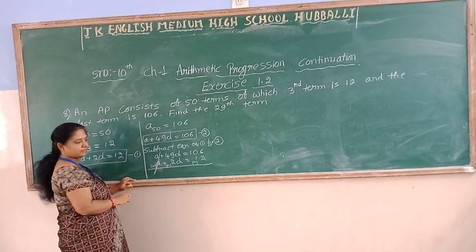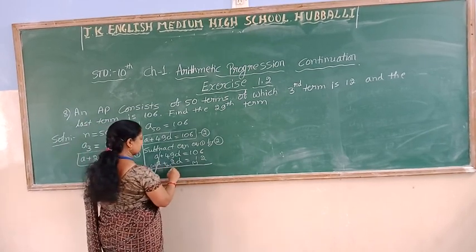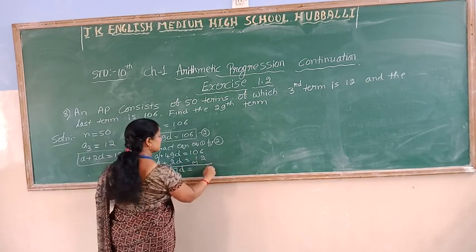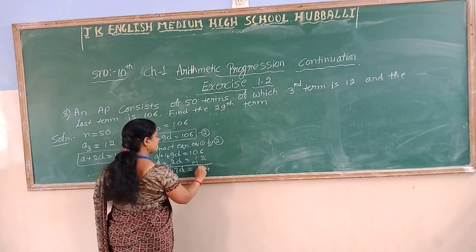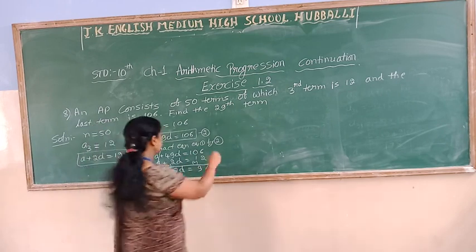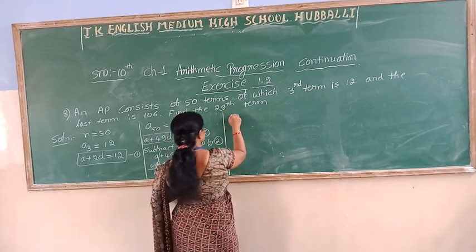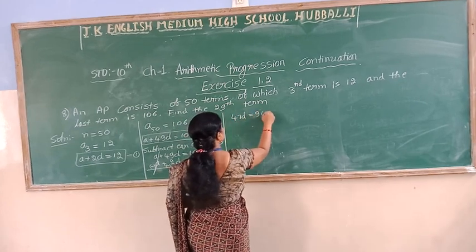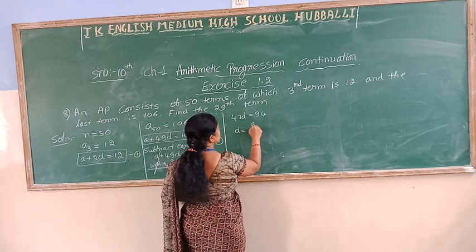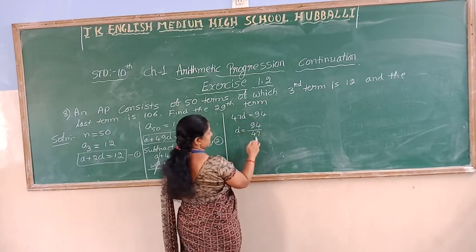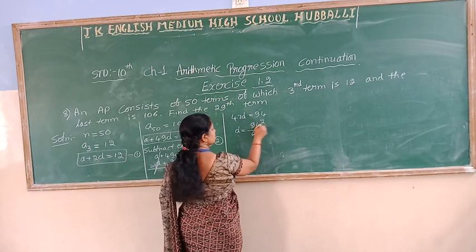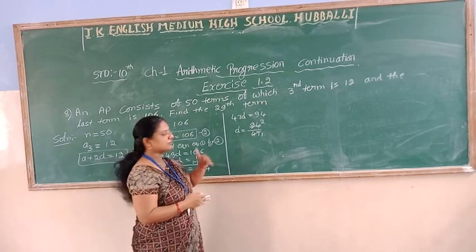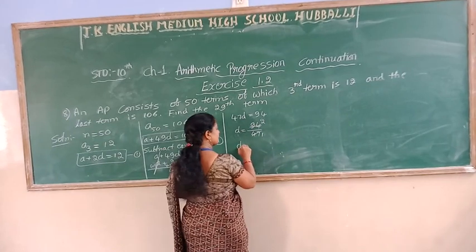So the a variable gets cancelled. 49 minus 2 is 47d. Now subtract: 6 minus 2 is 4, 10 minus 1 is 9. So then you can find the d value. 47d is equal to 94, so d is equal to 94 divided by 47. 47 ones are 47, 47 twos are 94. The d value I got as 2.